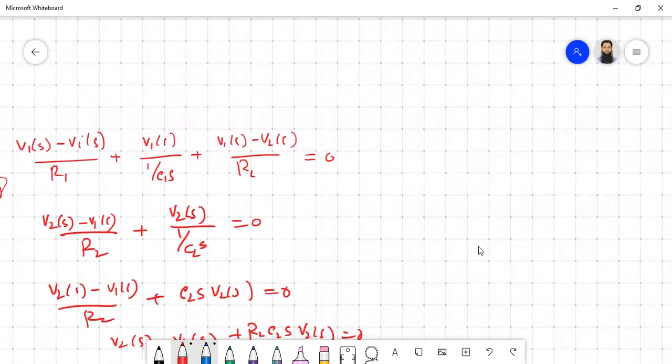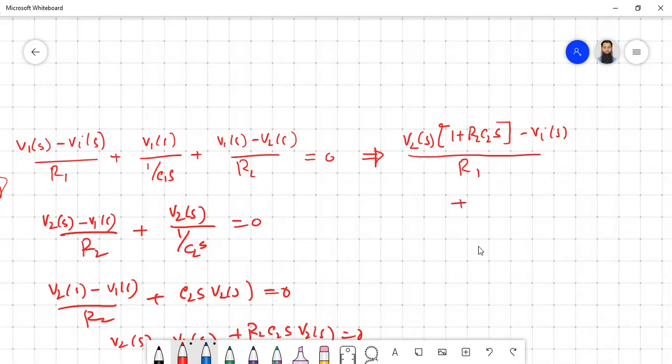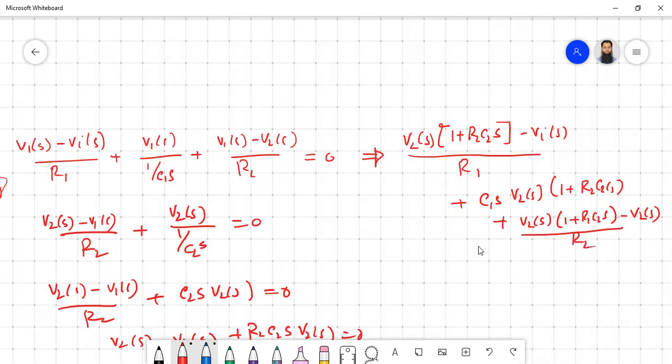Okay, so now if we replace the value of V1, what we are going to get is V2(s)(1 plus R2 C2 s) minus Vi(s), divided by R1, plus C1 s times V2(s)(1 plus R2 C2 s), plus minus V2(s) by R2 equal to 0.